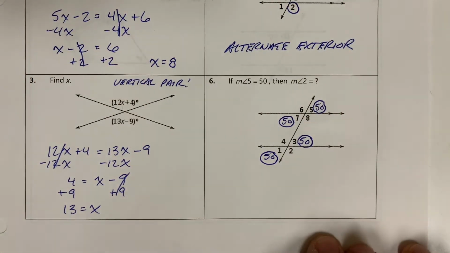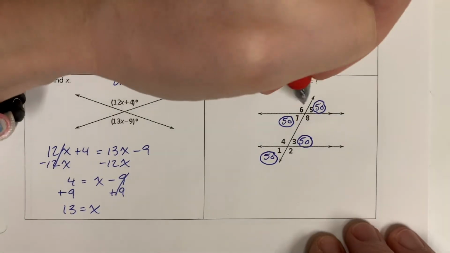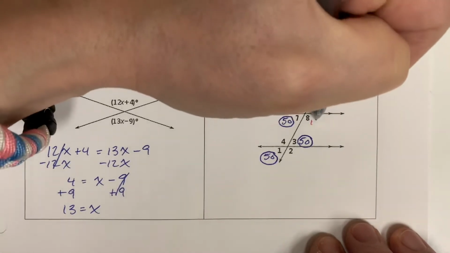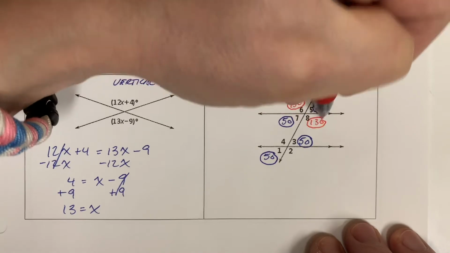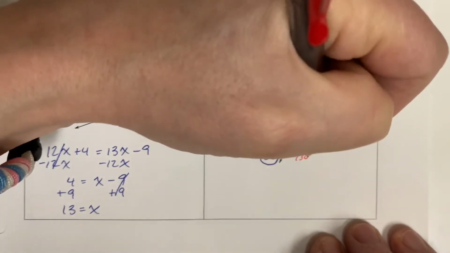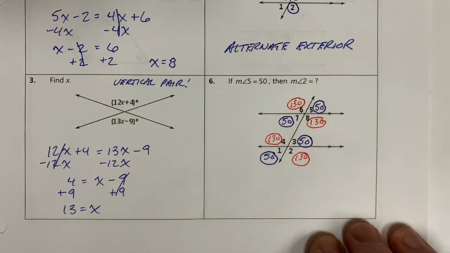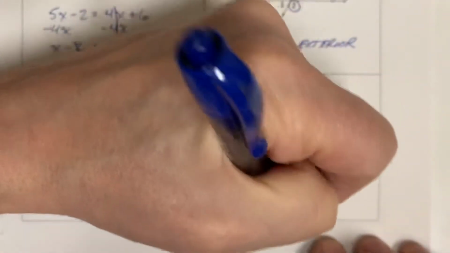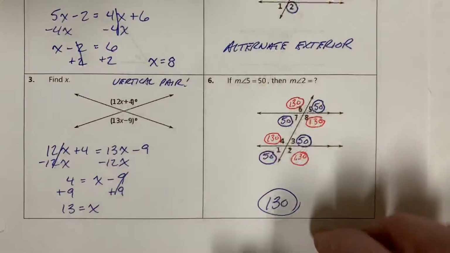All the other ones have to be supplementary. So 130 for all the other ones, because they have to add up to 180. 130, 130. All right. So now we want to know the measure of angle 2. Well, the measure of angle 2 is all the way down here. That's 130. 130 is our final answer then.